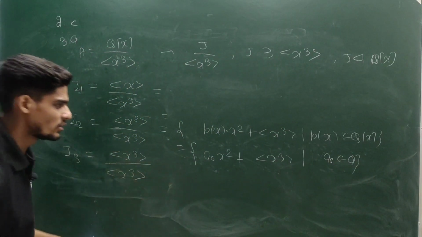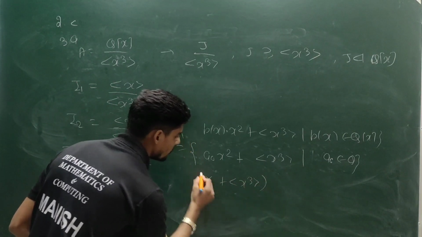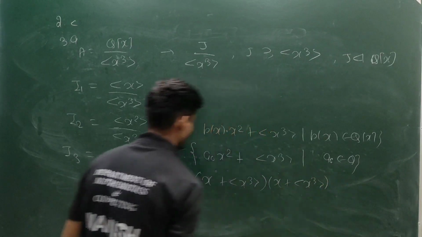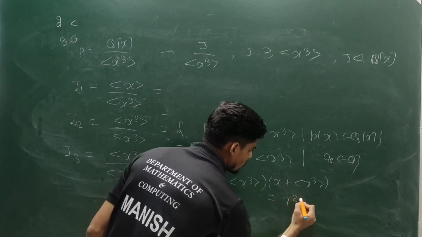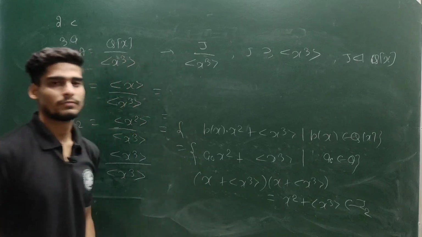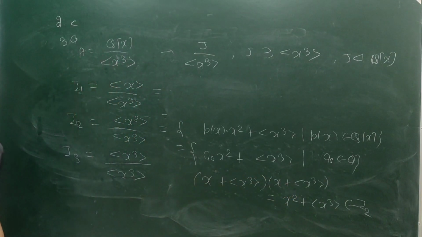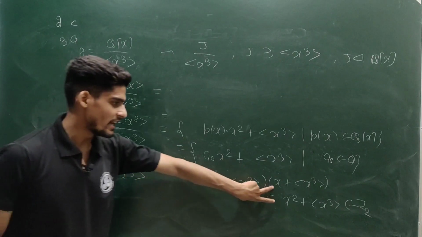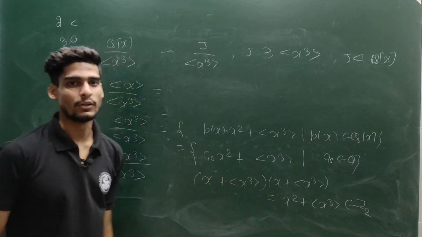But for this you can observe x plus ideal generated by x cube, times x plus ideal generated by x cube, which is the same as x square plus ideal generated by x cube, is a member of I2. But neither this is a member of I2 nor this is a member of I2. So this I2 is not a prime ideal by definition. Because whenever AB is inside I2, neither A is inside I2 nor B is inside I2. So this is not a prime ideal.